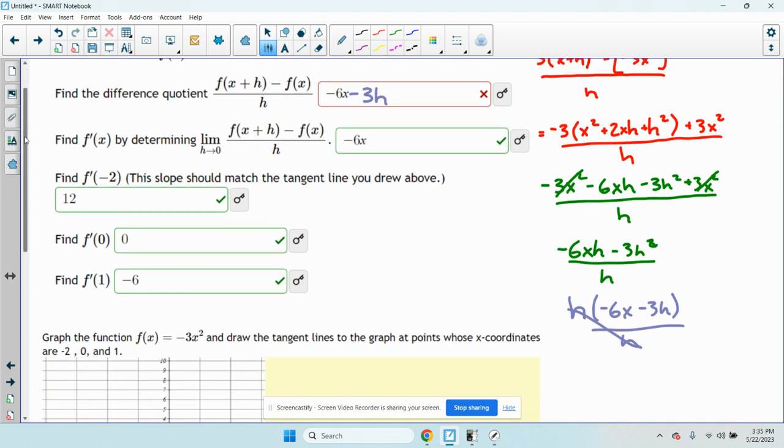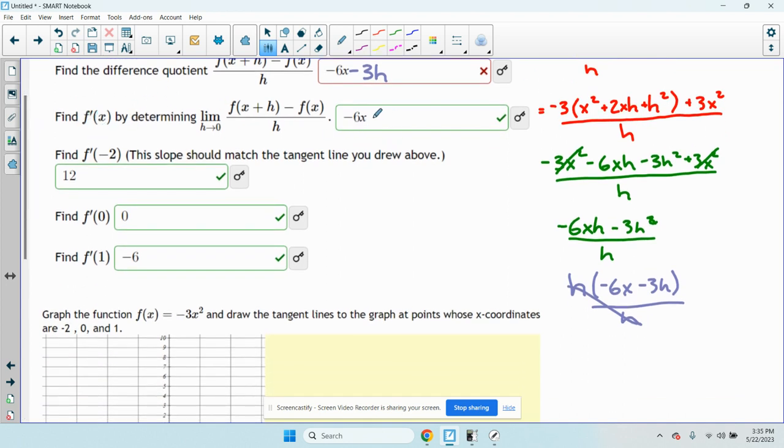So we can use this derivative, this f prime, to find the slope of tangent lines at specific points. So the slope at negative 2 is 12. The slope at 0 is 0. The slope at 1 is negative 6.